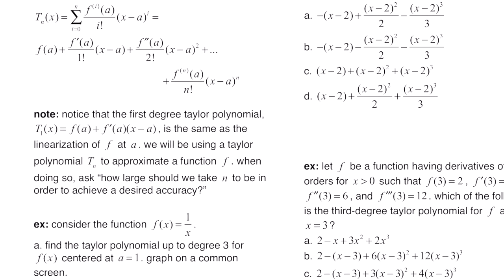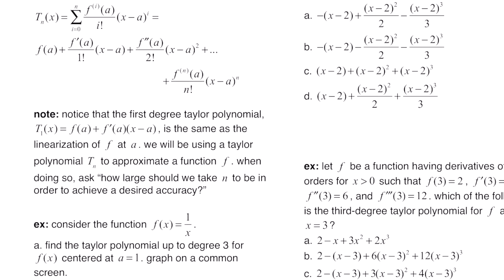So for reference, again, this is the formula for the nth degree Taylor polynomial. So you have T sub n of x, and it equals f of a plus f prime of a over 1 factorial times x minus a to the 1, plus f double prime of a over 2 factorial times x minus a to the 2. And you continue that pattern until you stop with the nth term.